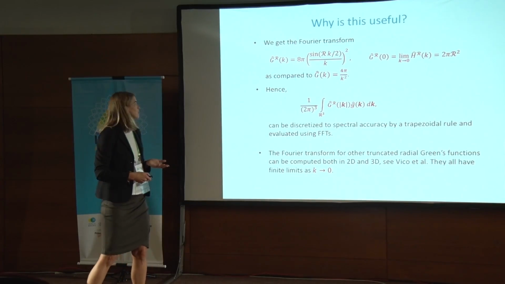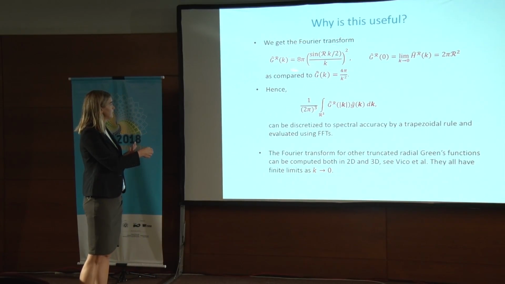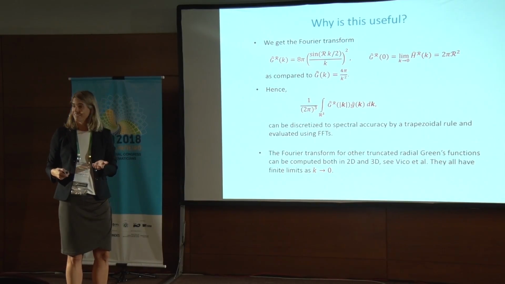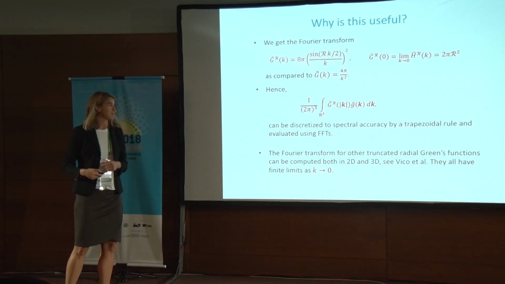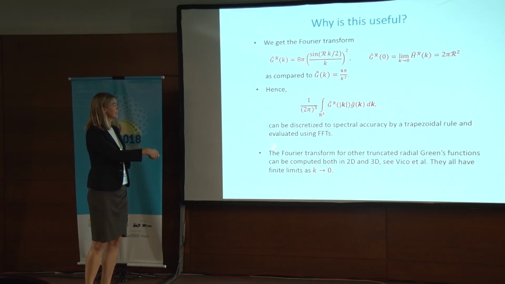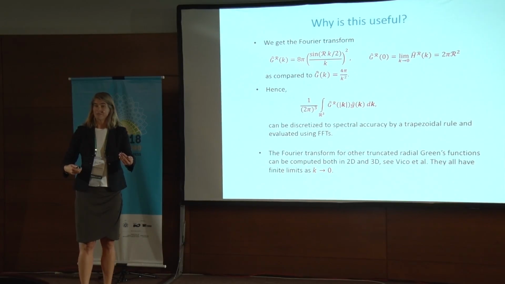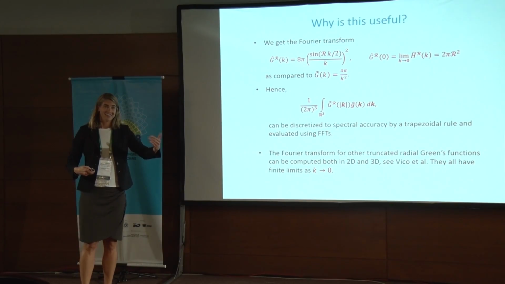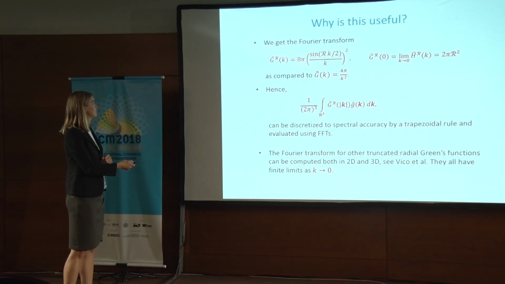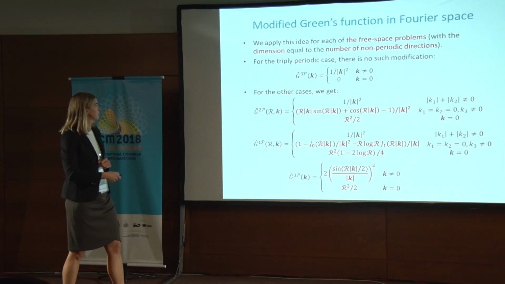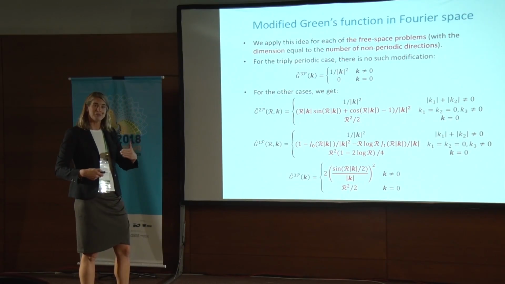Well, the useful thing with this is that you actually get this Fourier transform that has, oh, this should be a g, that has a finite limit. So instead of the Fourier transform for the full problem, as we truncate the Green's function, we get the Fourier transform which has a finite limit. And now we can just take this one and discretize it on the regular grid and actually get spectral convergence on that. So this turns out to be very useful. So we follow this approach.